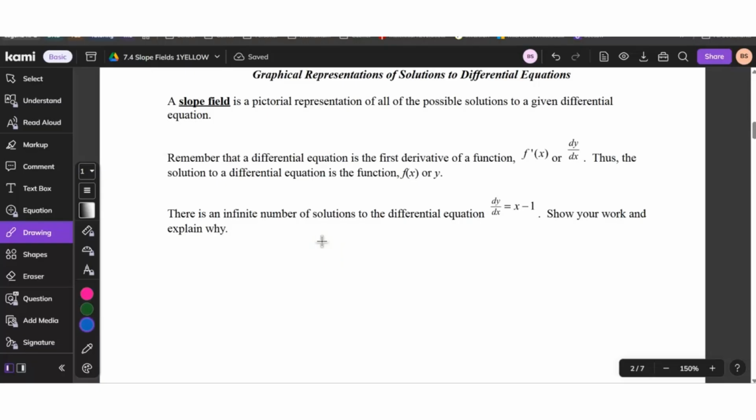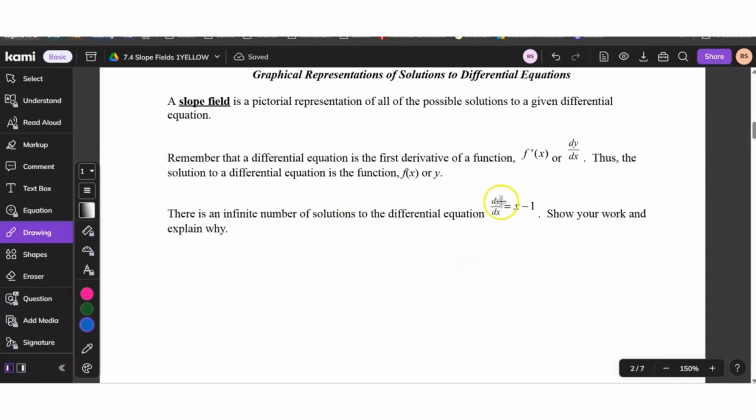Why is there an infinite number of solutions? What is the thing that appears when we integrate? C, the constant, which ends up making a whole bunch of different versions or possibilities, right? So C is that slope. No, C is not the slope.